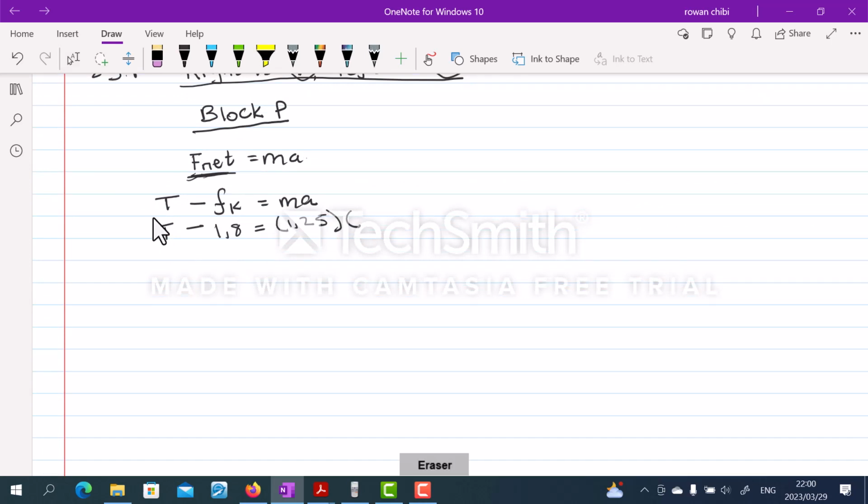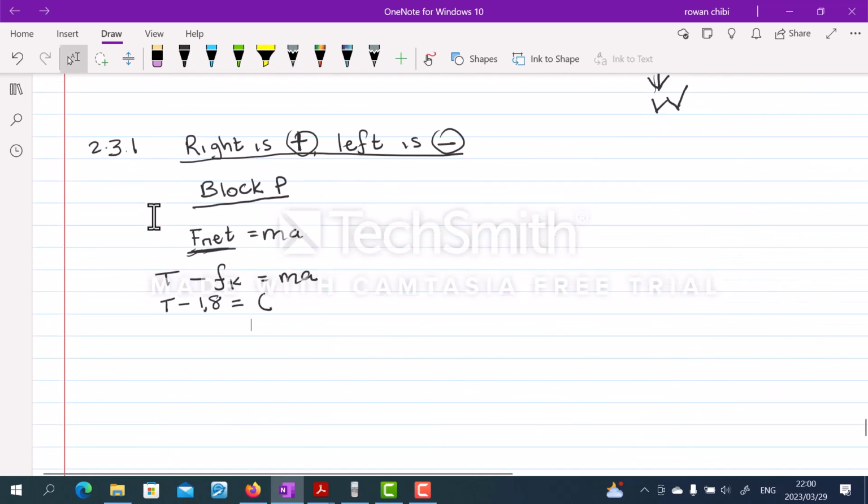Okay, let me just put this in clear writing. So we say T minus 1,8 equals the mass, which is 1,25, times the acceleration, which is 0,1. So everything now is in place.